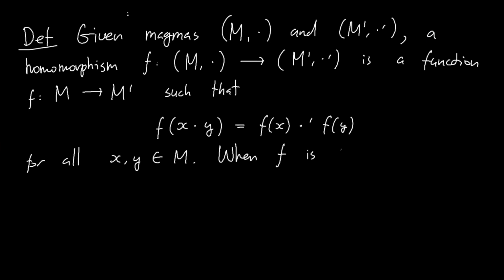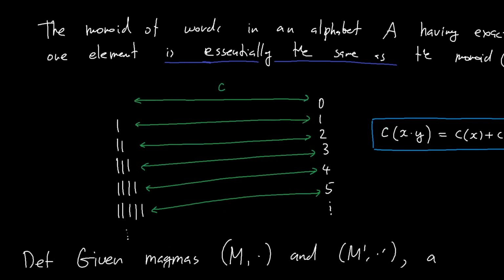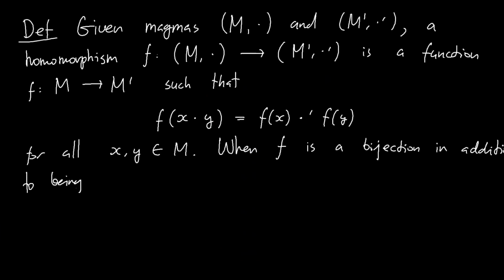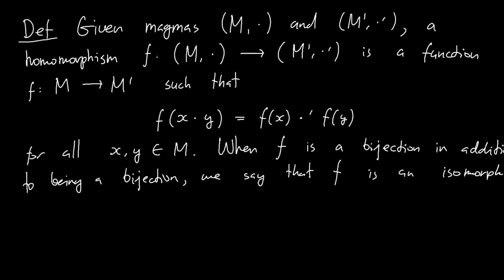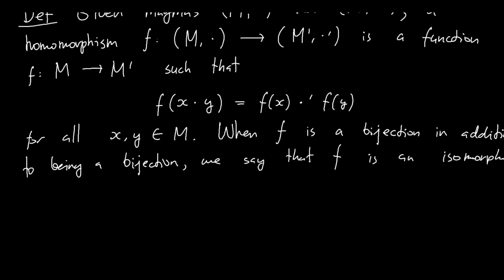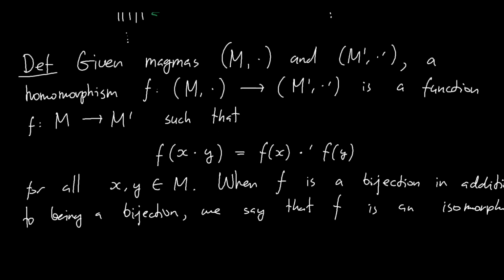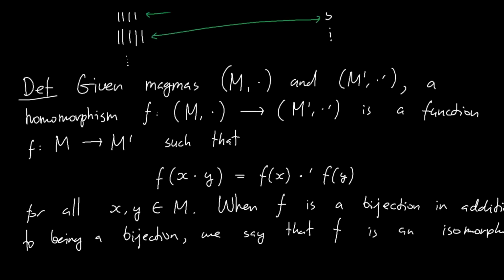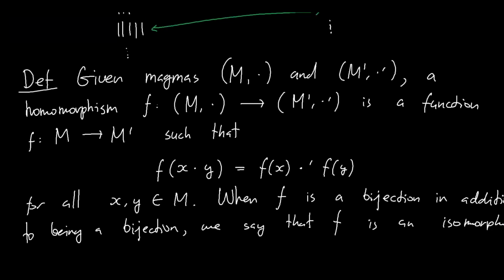When F is a bijection, in addition to being a homomorphism, so we all know what a bijection is, right? So a one-to-one correspondence, just like in this picture, we have a one-to-one correspondence here. We say that F is an isomorphism. And this is the answer to our question, what does it mean that two magmas are essentially the same? It means... Wait, Prof, you said when F is a bijection in addition to being a bijection. Oh, thanks. I meant to say in addition to being a homomorphism. Thanks.